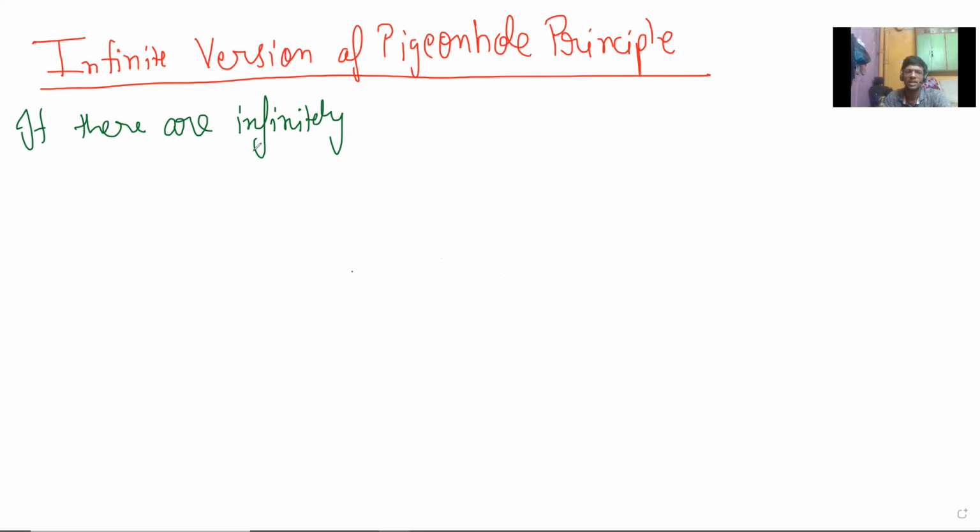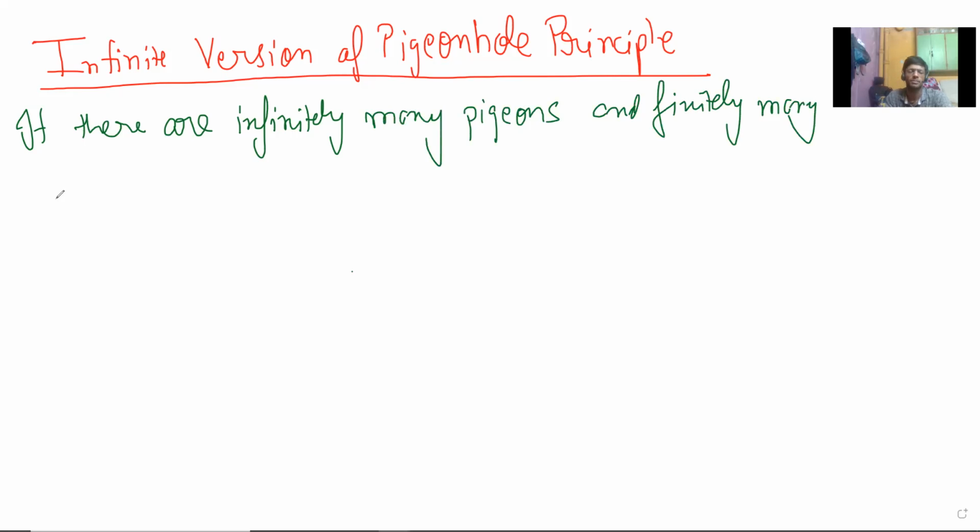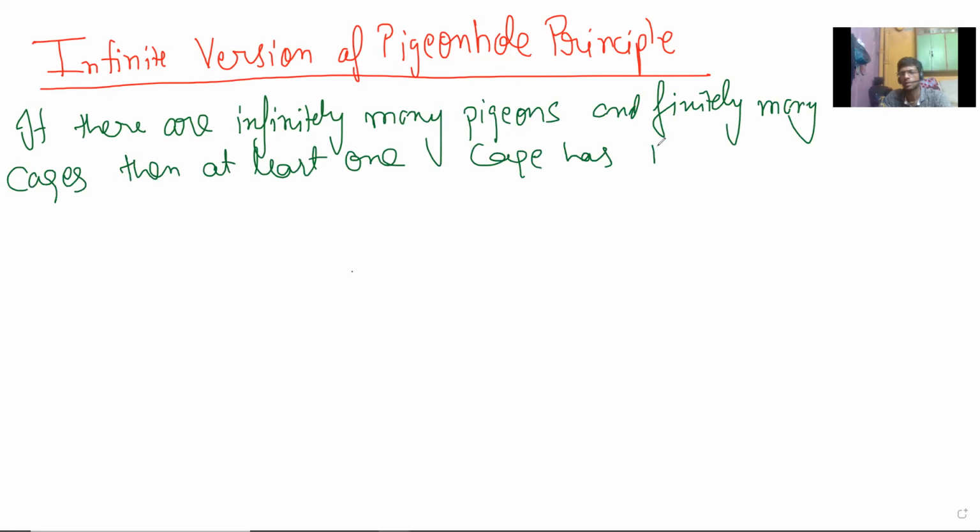So in that way I'll state it: if there are infinitely many pigeons, I don't need to write this, but writing it makes it more clear. Infinitely many pigeons and finitely many cages, then at least one cage has infinitely many pigeons.